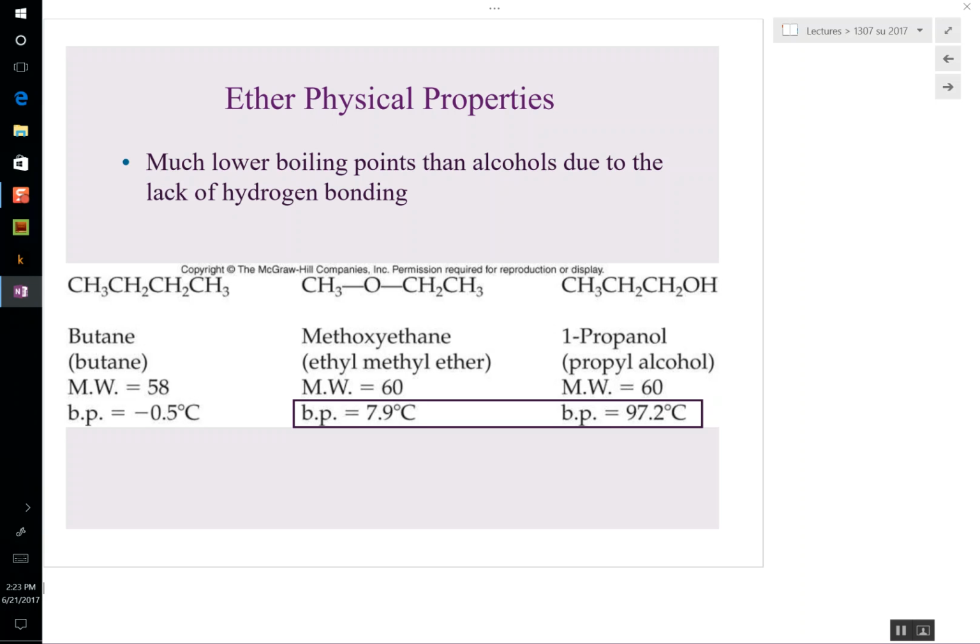Well, here's 3 carbons and an oxygen, exactly the same molecular weight as 1-propanol, but notice it only upped the boiling point 8 degrees. 8 degrees higher boiling point, 100 degrees higher there. Why? Because there's no hydrogen on that oxygen. A little bit of polarity, but not a lot.